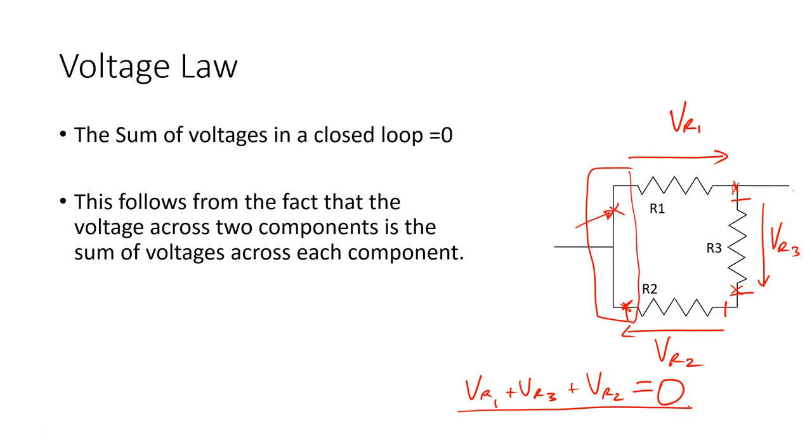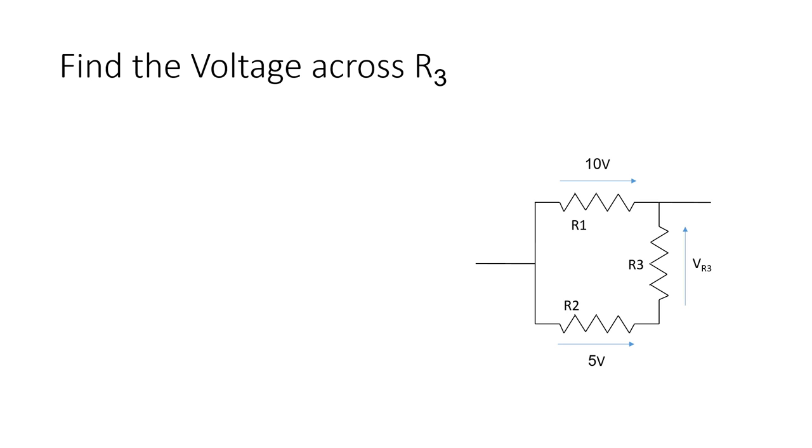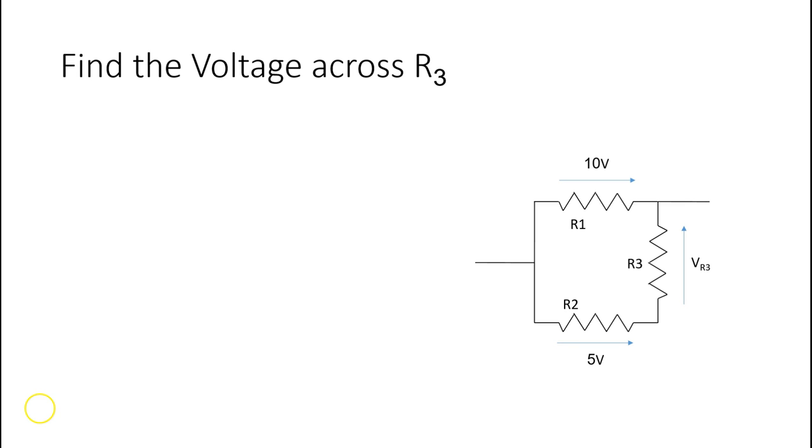And that is the basis of the voltage law. That is essentially what it tells you: that if you add these voltages going across the circuit, going across the closed loop, then it should sum to 0 because you'll end up at the same point you start at. So now let's look at an example.